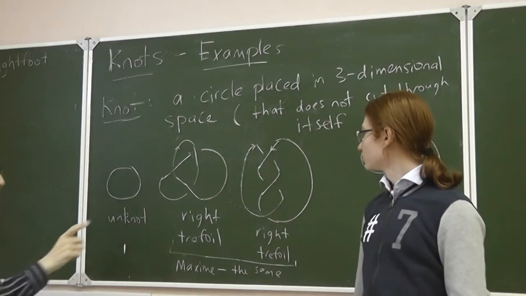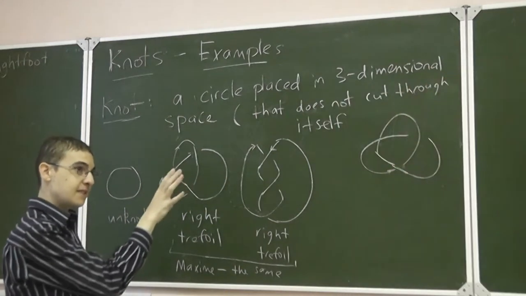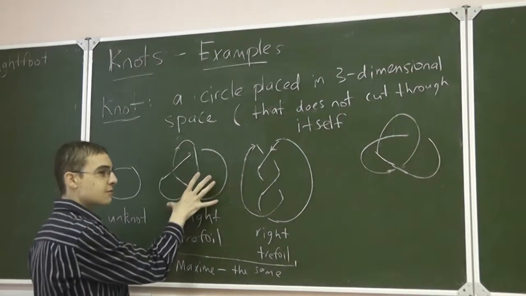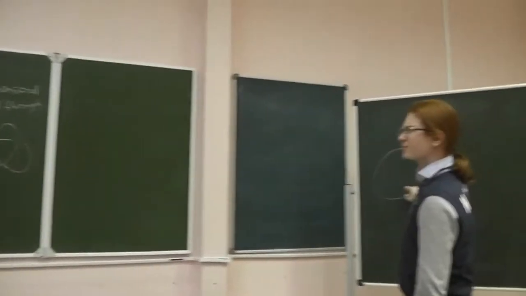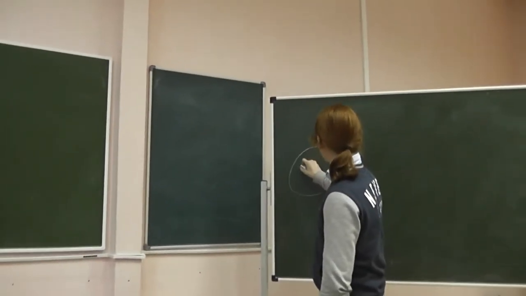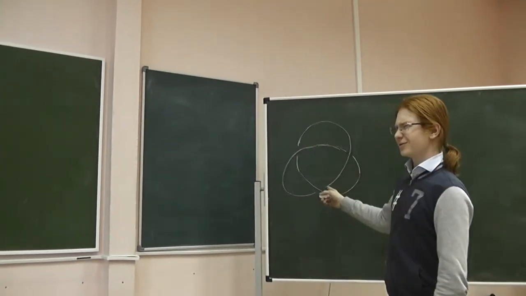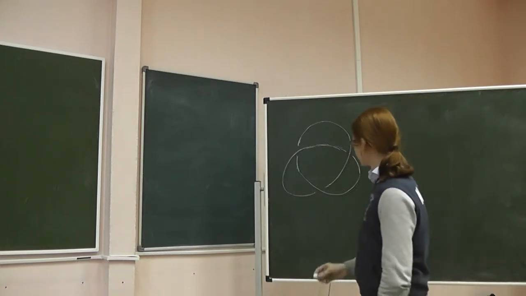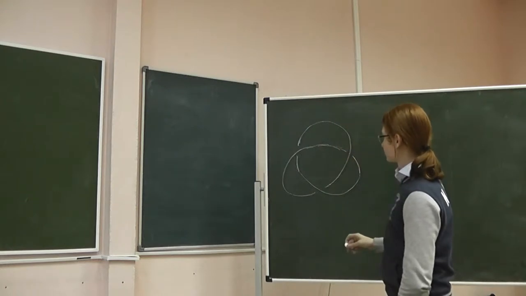What I'd like you to do is start on that board and see if you can draw each piece. I'd like to see a sequence going from this to that, or vice versa, like a movie, a film. It is the right trefoil. Draw another one with a little bit of a change.